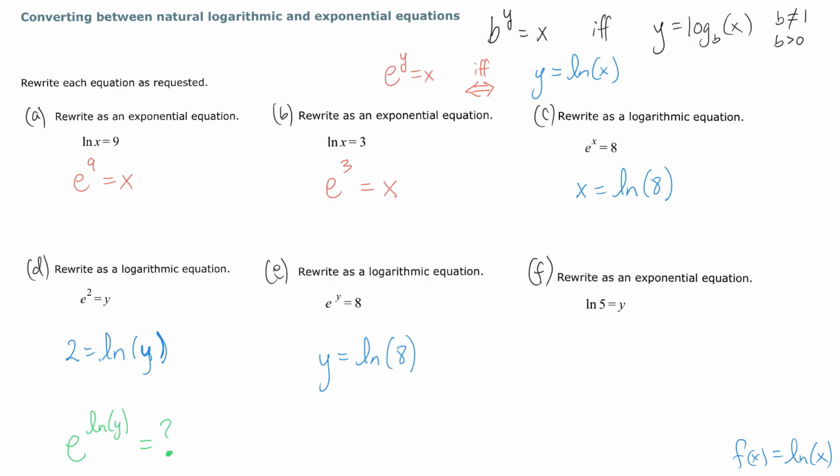This time we have a log function. In part F, we have a log function, a natural log. We have a natural log equation, and we want to switch this to an exponential equation. So we're going to start with base e. e raised to the exponent is equal to the argument, which is 5 in our case. Let's circle our final answers.